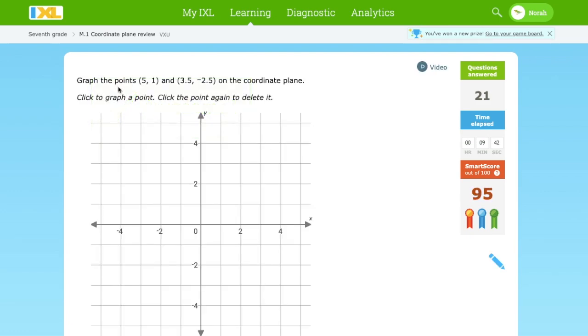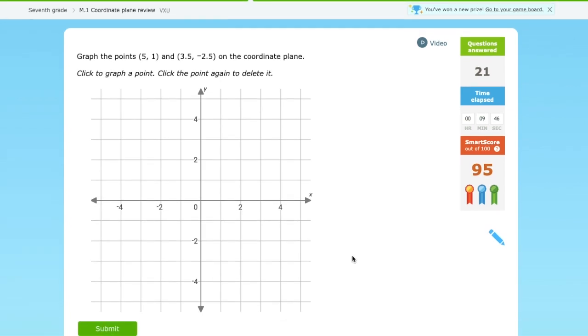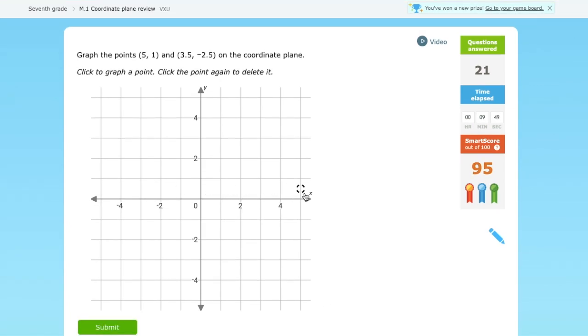Awesome! Graph the points 5, 1, and 3.5, -2.5. So here is 5, and we go right here for 1. Right here is 1. Now to 3.5. To here is 3.5. Because here they didn't mark it, but this is 3. This is where 3.5 is, and if you go down, this is -2. Go one little spot more down, that's -2.5.